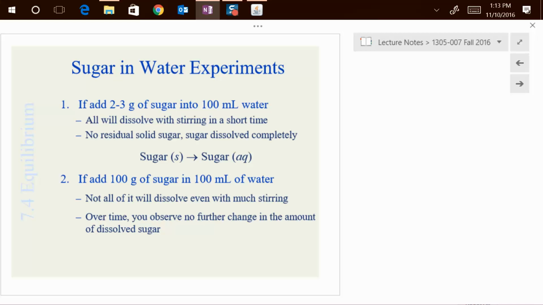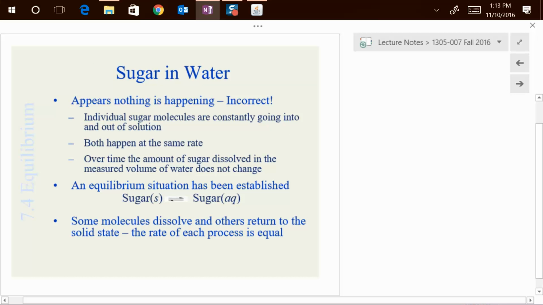So, over time, you observe no further change in the amount of the sugar that's dissolving. So we could make the assumption that no more of it is dissolving. But that's an incorrect assumption. It appears nothing is happening. However, what's happening is the sugar is dissolving into the water just as fast as it is precipitating out of the water. That's what we say is an equilibrium process. In and out at the same rate.